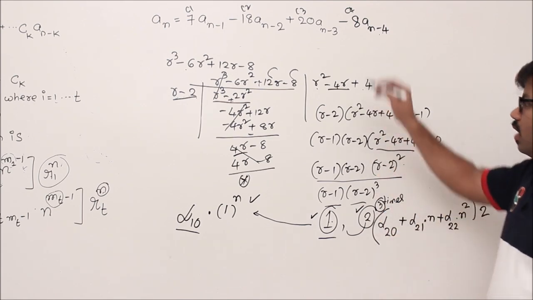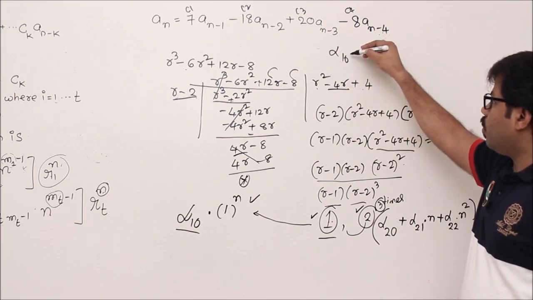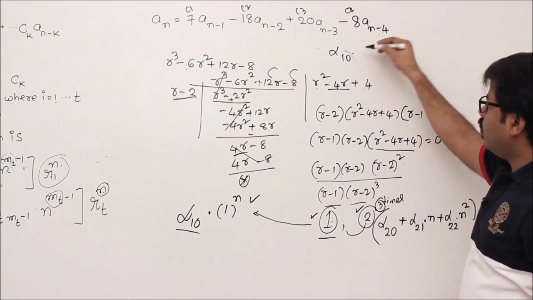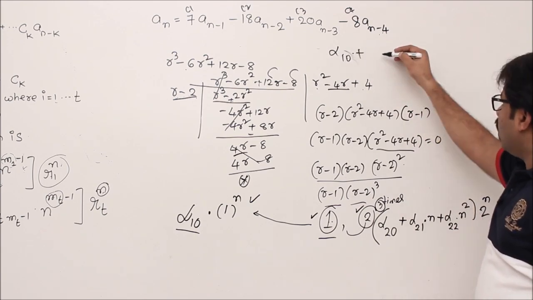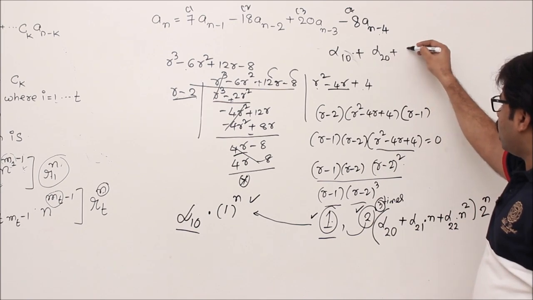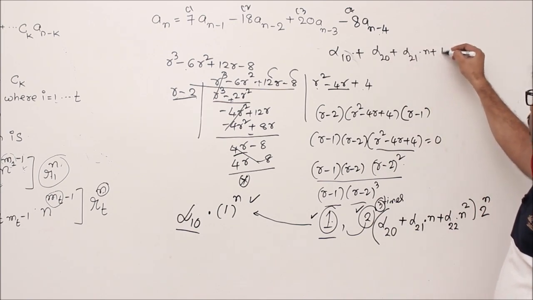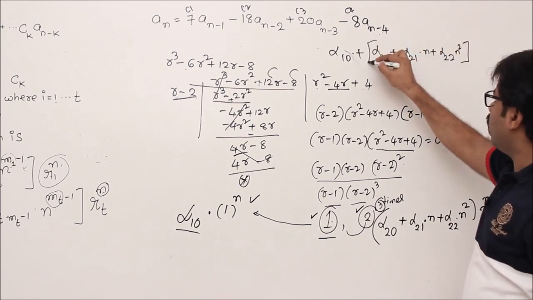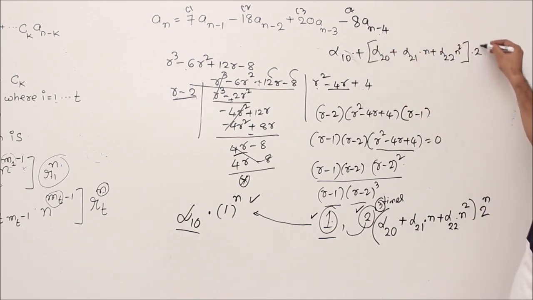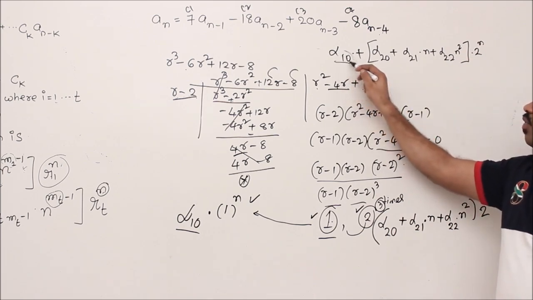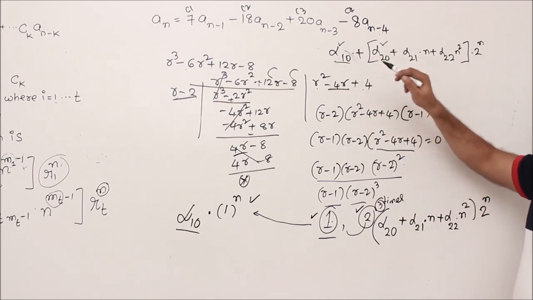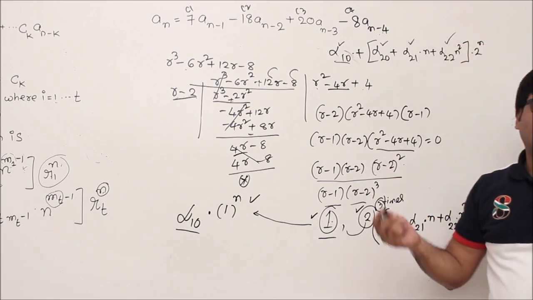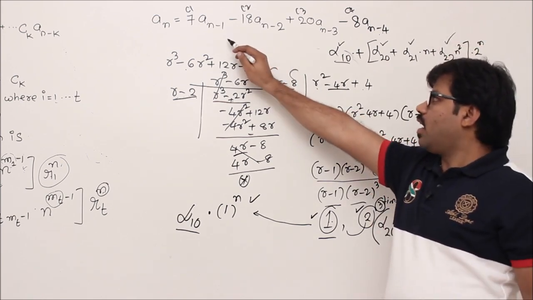Finally, the answer would be alpha 1 0 into 1 power n, which is nothing but 1, plus, within braces, alpha 2 0 plus alpha 2 1 into n plus alpha 2 2 into n square, whole brace into 2 to the power of n. Here we have to find out what is alpha 1 0, what is alpha 2 0, what is alpha 2 1, what is alpha 2 2. Okay, 4 things.